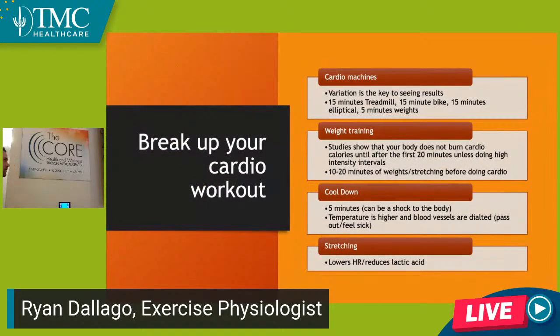Breaking up your cardiac workout. Cardio machines. Variation is the key to life, as most people know. Variation is also the key to seeing results. So just a very simple thing that you can try a week is 15 minutes on the treadmill, 15 minutes on the bike, 15 minutes on the elliptical, and then about 5 minutes of weights. I wanted to let people know that the studies and the science are changing.